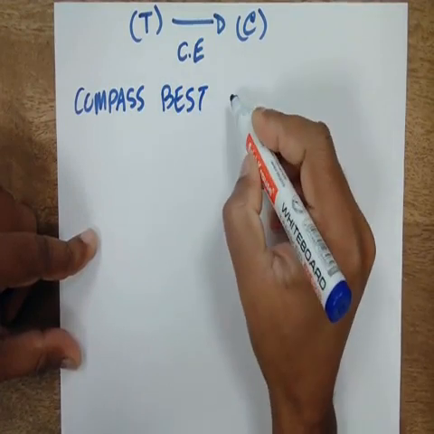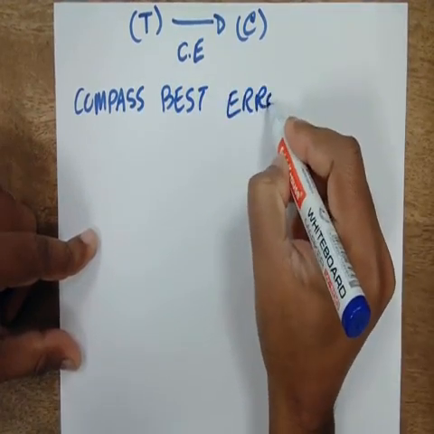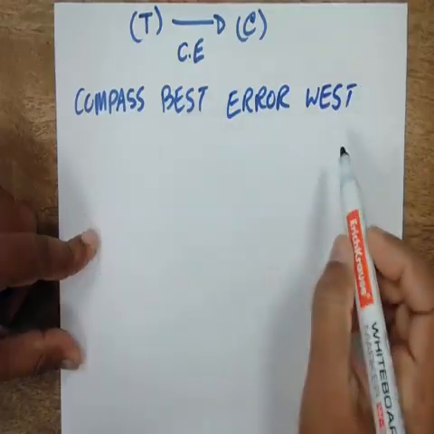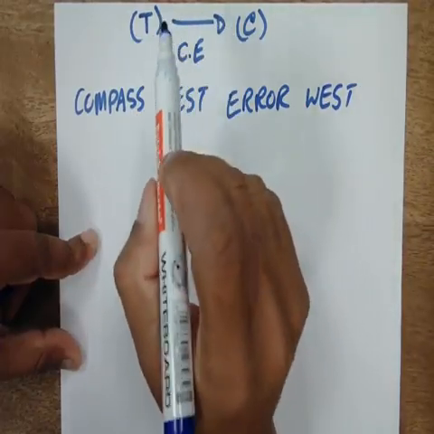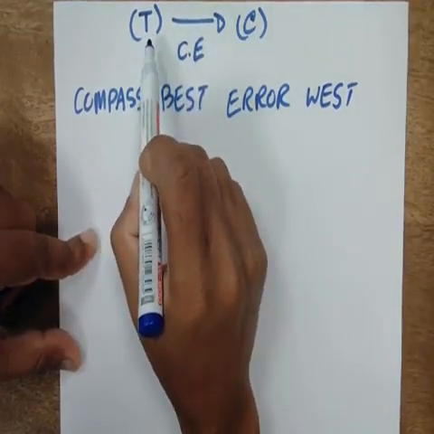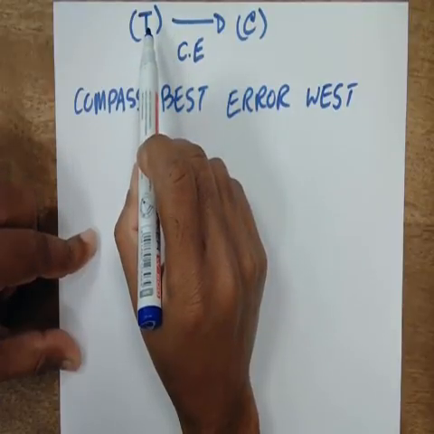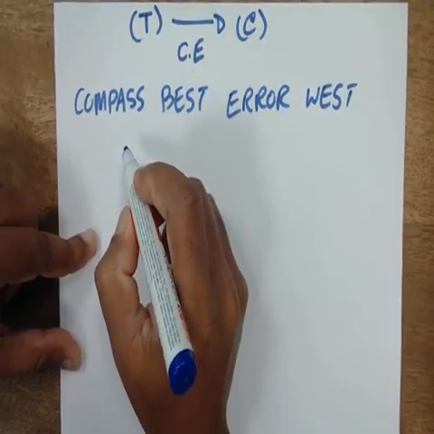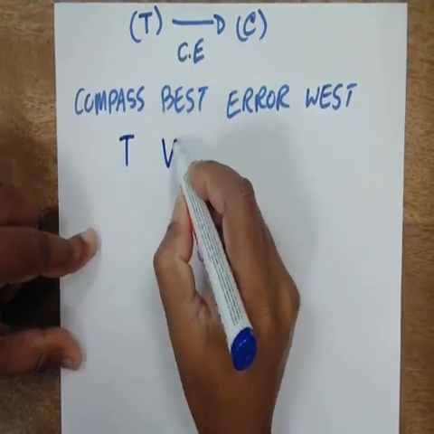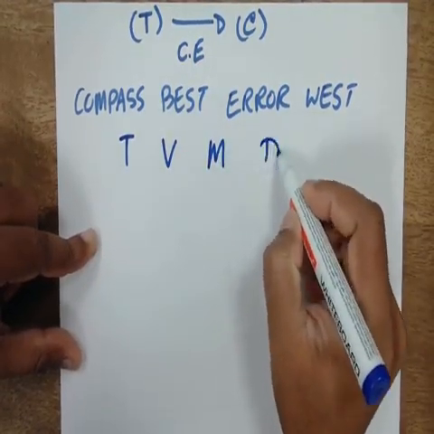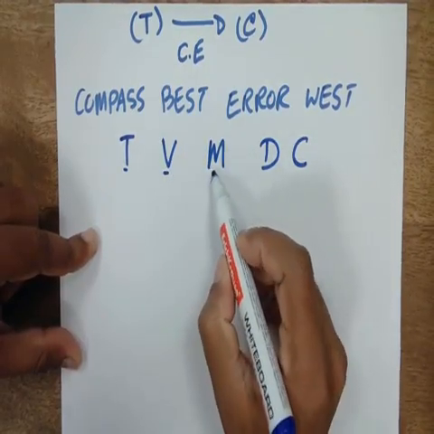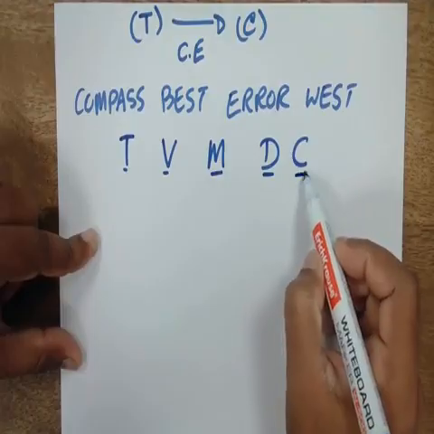Compass best, error west. This is very helpful when you're finding the compass error, as well as when you're finding the conversion between the true course and the compass course. Now, if you can remember, T, V, M, D, C. This is true, variation, magnetic, deviation, and compass.